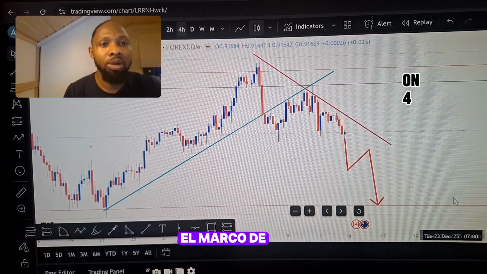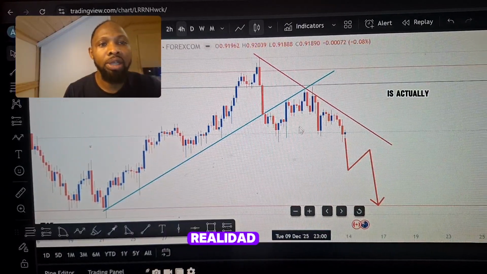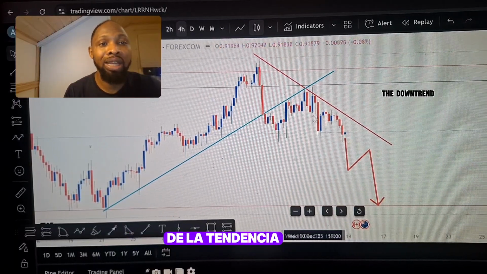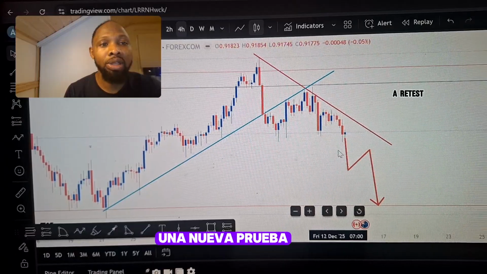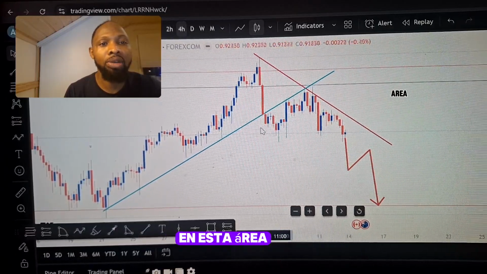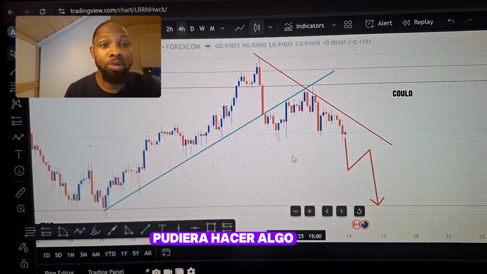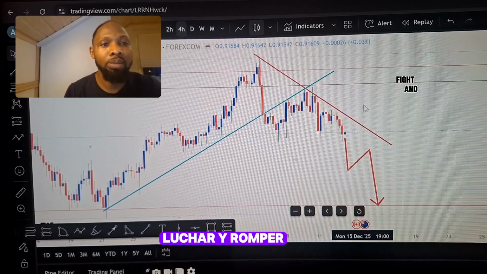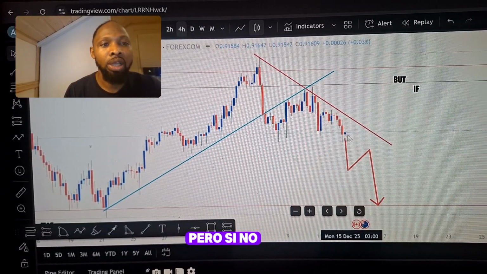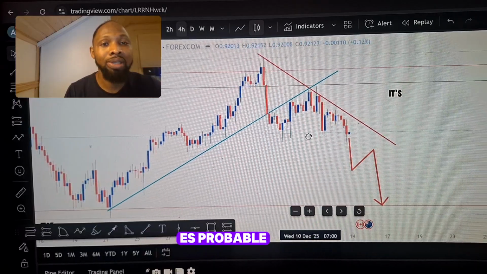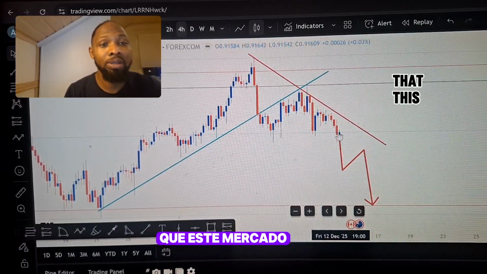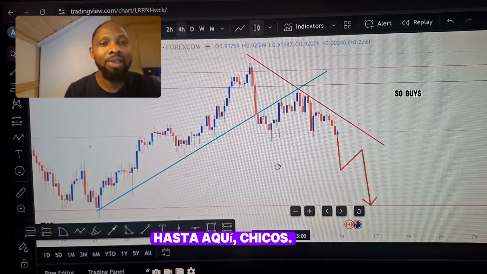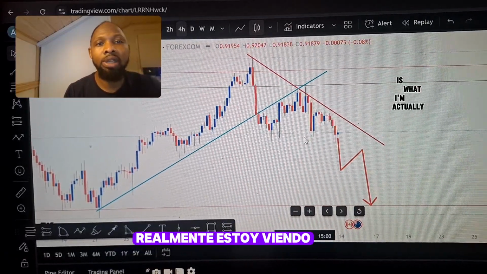We can see the 4-hour time frame is respecting the formation of the downtrend, which is making a retest pullback. In this area here, this is the area that the market is supposed to fight and break this trend line. But if we couldn't do that, there's a likelihood that this market is going to drop all the way down here. So guys, this week, that is what I'm looking at.